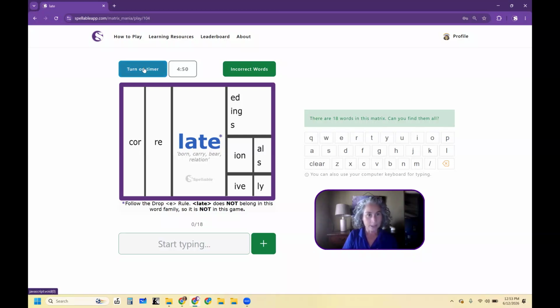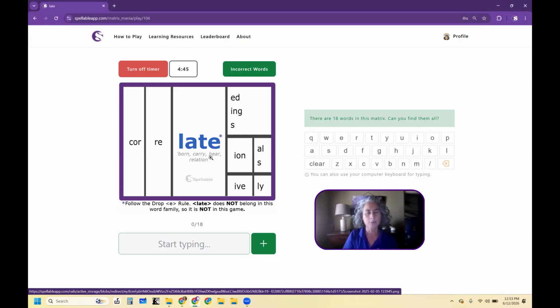So let's start. Here we're going to follow the drop E rule. If our word ends in a final silent E, we're going to drop the E before adding any suffix that begins with a vowel letter, called a vowel suffix. And we'll keep the E if it begins with a consonant letter, or a consonant suffix.